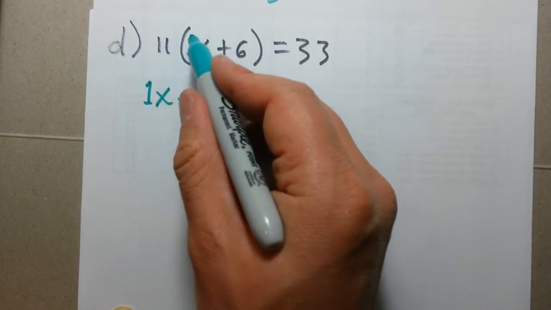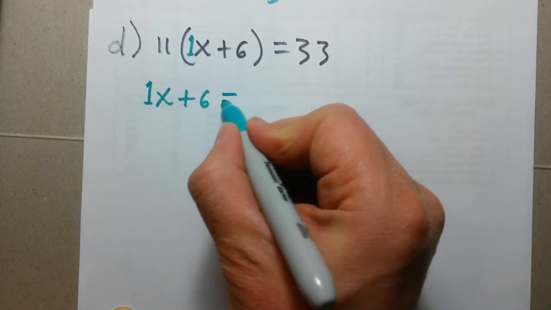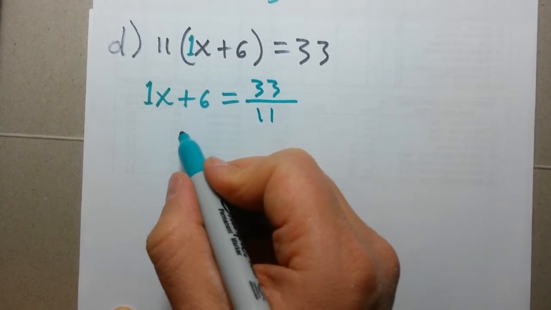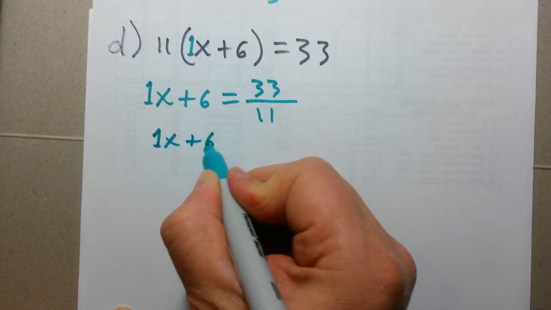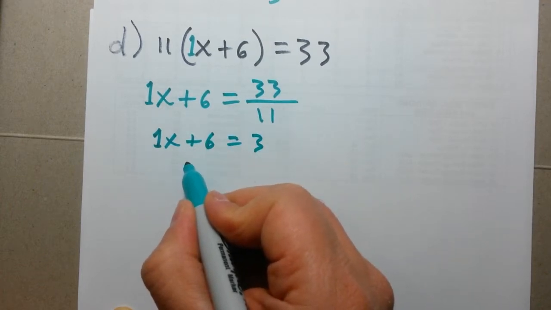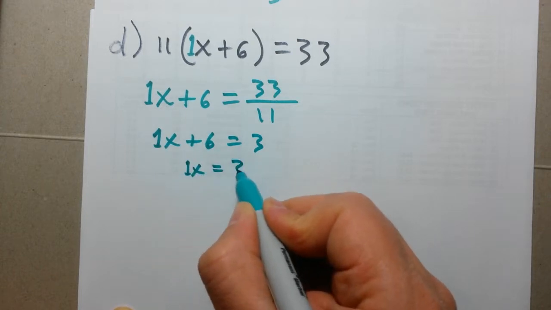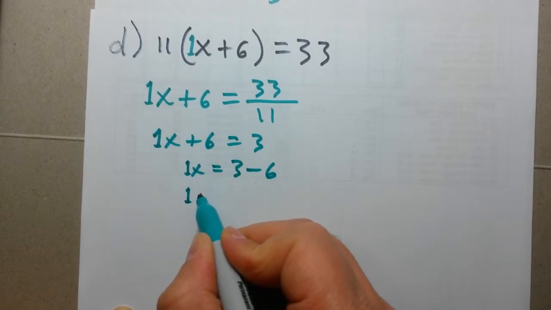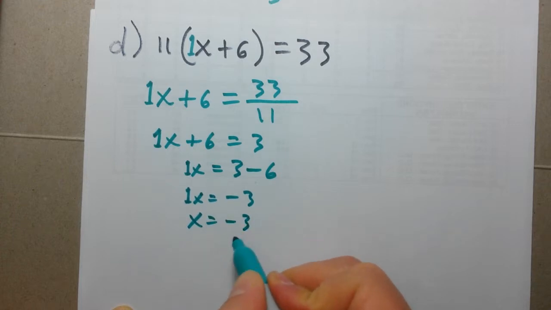Okay, so at this point we can start getting rid of the brackets. The 11 is multiplying, it goes dividing on the other side. So 33 divided by 11 is going to give us 3. We have 1x plus 6 equals 3. Let's move the 6 to the other side of the equal sign. 1x equals 3 minus 6. That gives us negative 3. So x equals negative 3.